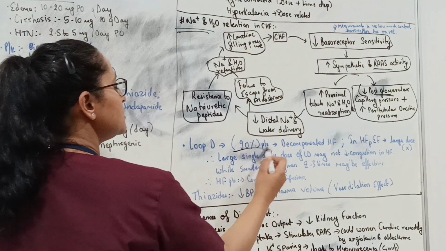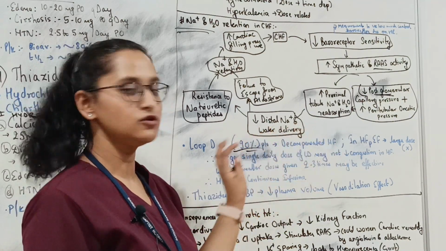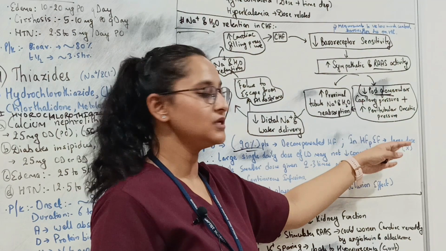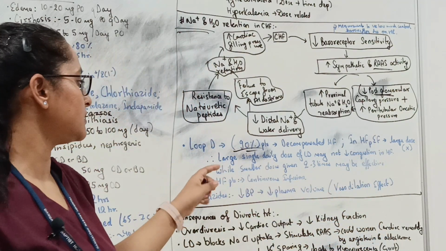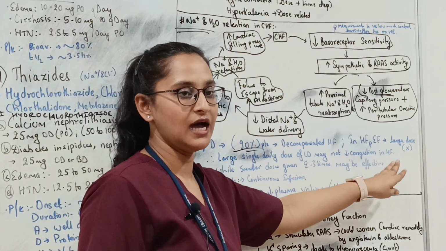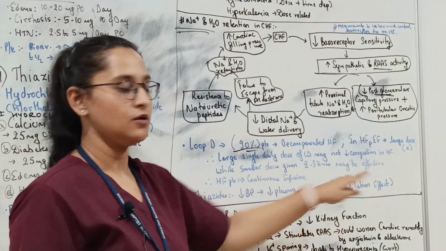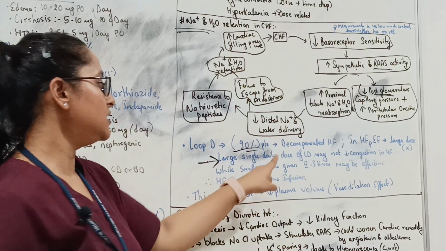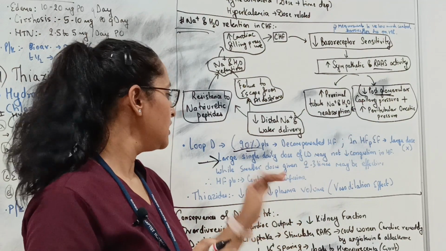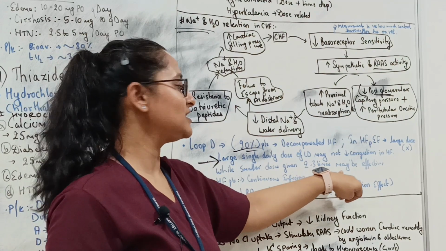Loop diuretics are used in 90% of patients who have decompensated heart failure. In heart failure with preserved ejection fraction, larger doses of loop diuretics are not recommended. A large single daily dose of loop diuretics may not decrease the congestion in heart failure, while smaller doses given 2 to 3 times may be effective.